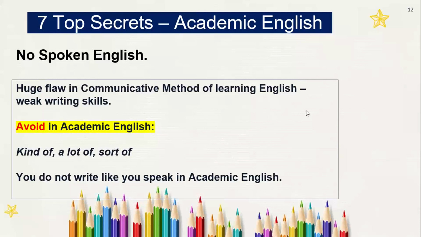So in academic English, you want to avoid the expressions kind of, a lot of, sort of, right? These are very informal. These are things that you would say, but not things that you would write in a formal essay. Remember, on the IELTS academic, it's a formal essay. Also, for writing task 1, same thing. Academic English is used when you're talking about the charts and graphs and things like that. So in academic English, you do not write like you speak.